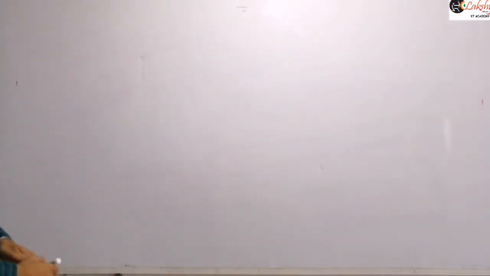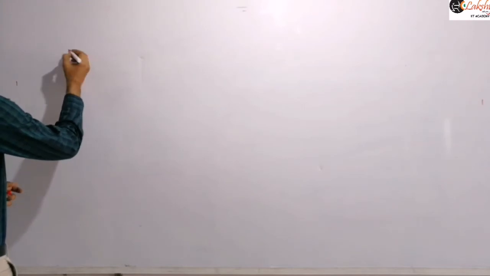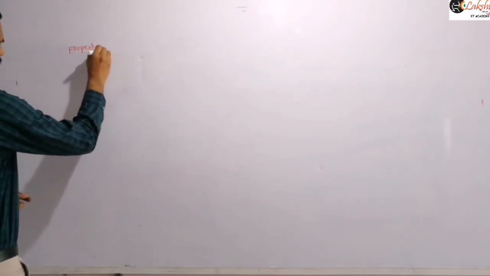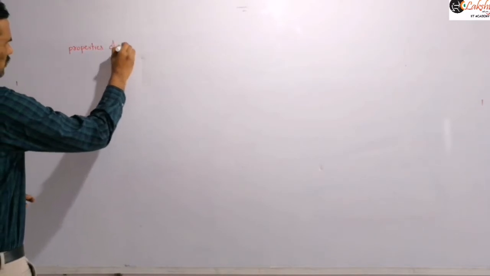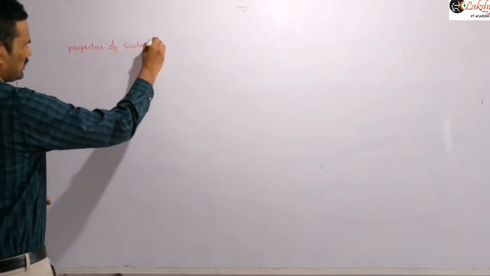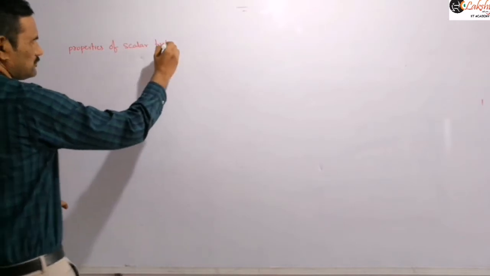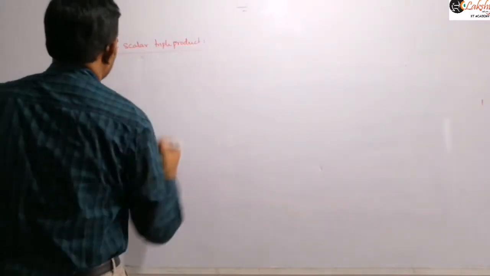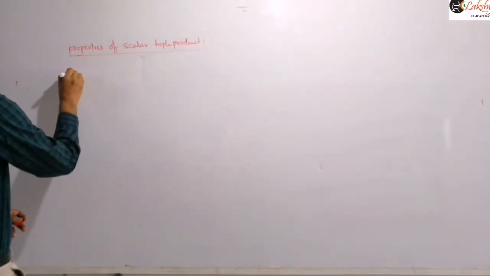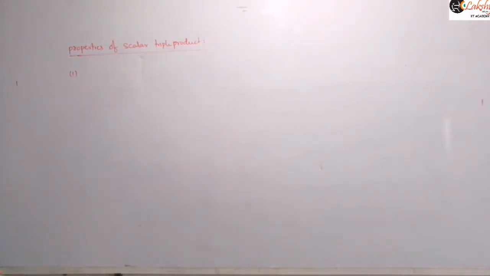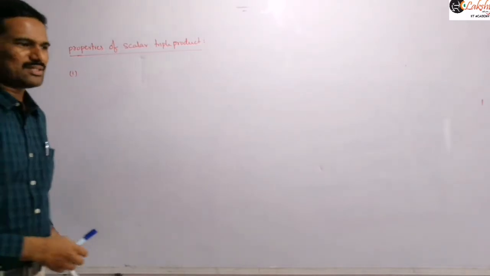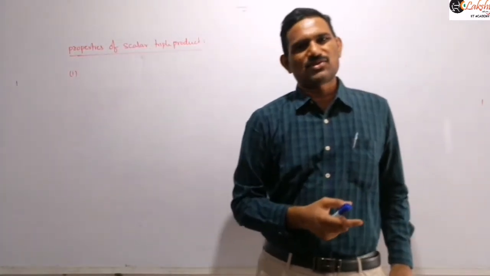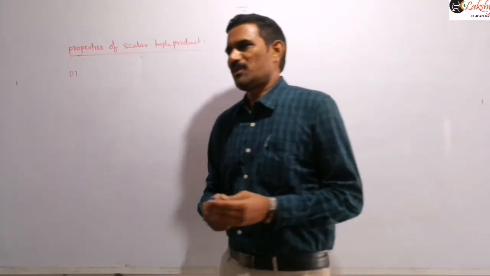Now let us see some uses or applications of this triple product, or let us write them as properties. Properties of scalar triple product. So now I am taking the first property. That means out of these three vectors, if any two vectors are parallel to each other, let us see what the scalar triple product will be.